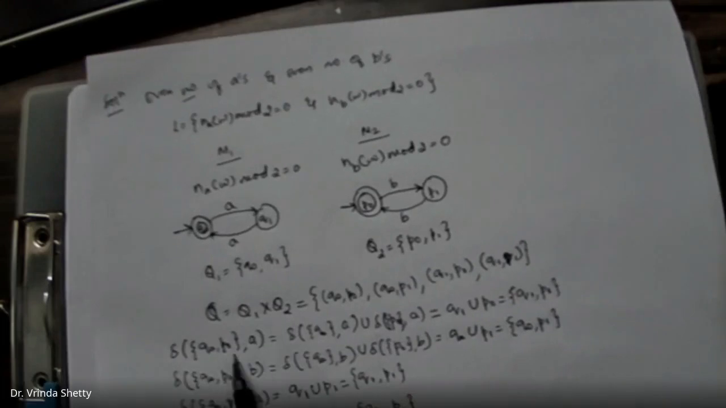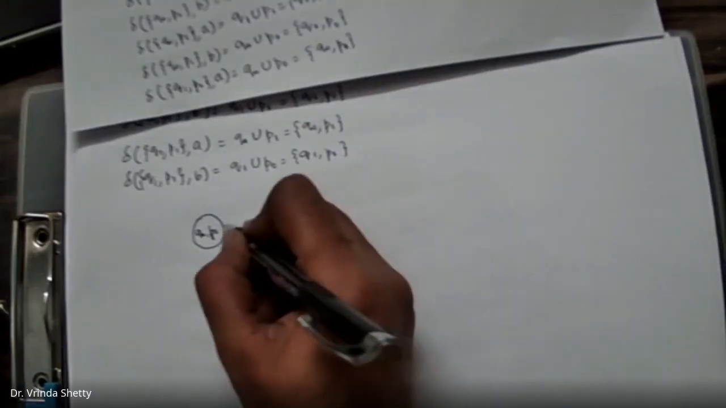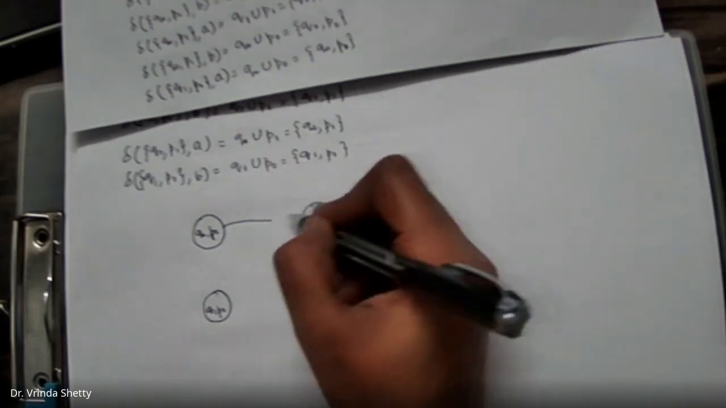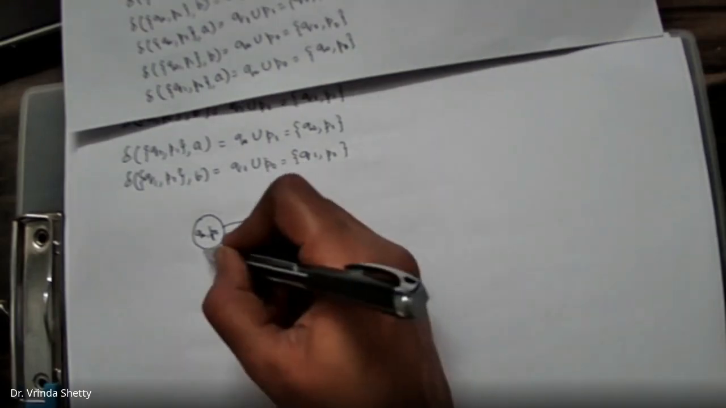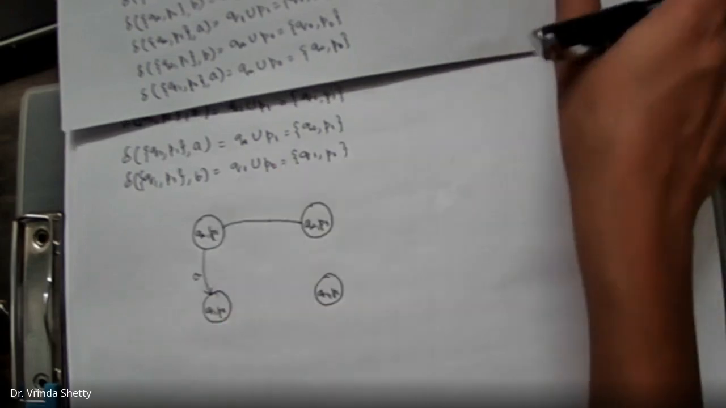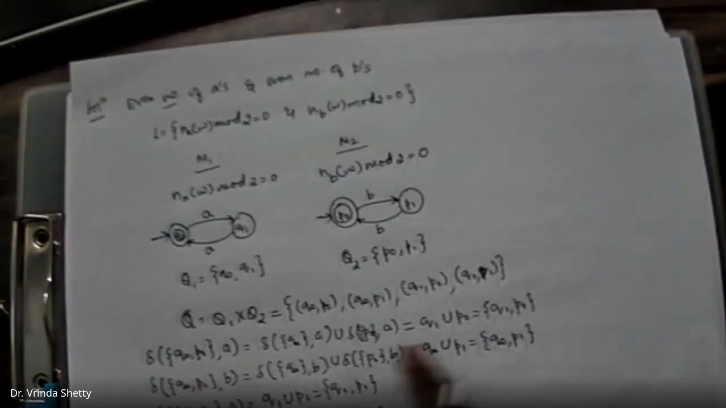After getting the four states, next we'll check the transitions. How do we check the transitions? Check here. Q0 P0 on A, where is it going? It is going to the state Q1 P0. Q0 P0 on A, it is going to Q1 P0.